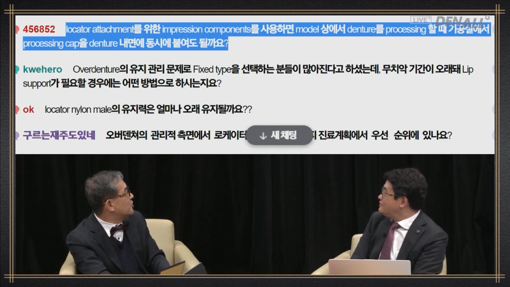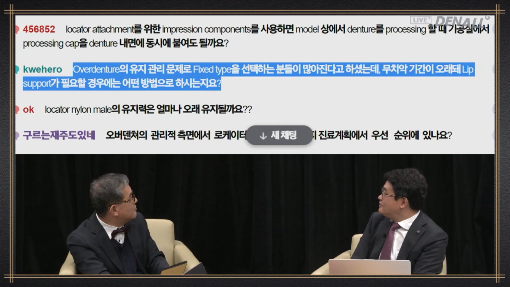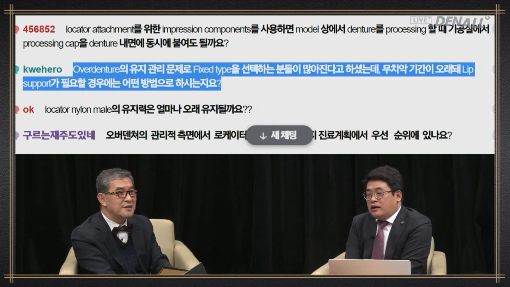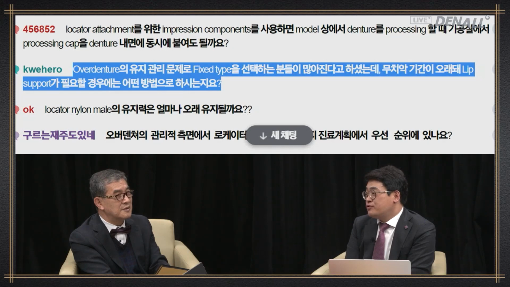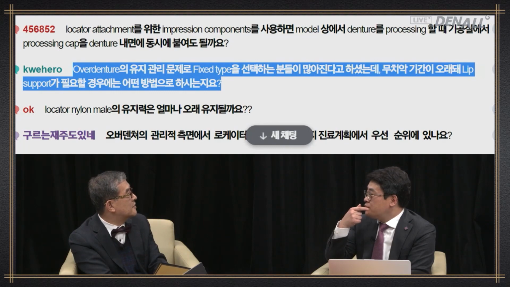Next question. You've mentioned that a lot of people choose a fixed type because of maintenance issues with overdenture. If the patient has been edentulous for a long period of time and requires lip support, what kind of method do you use? In most cases, lip support has to do with the upper rather than lower. Lower does not have much of that problem. If there's horizontal resorption in the upper anterior, there are limitations in using fixed type. You can use general denture or fabricate overdenture.